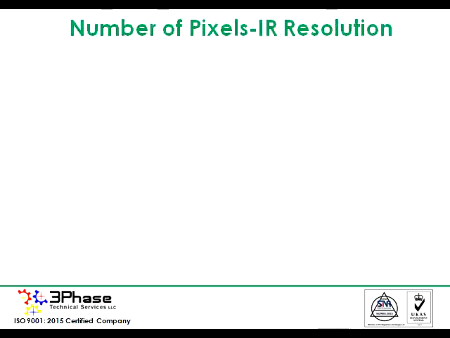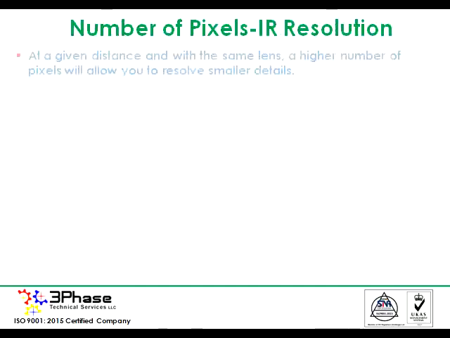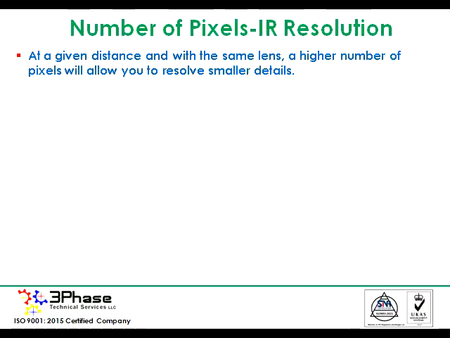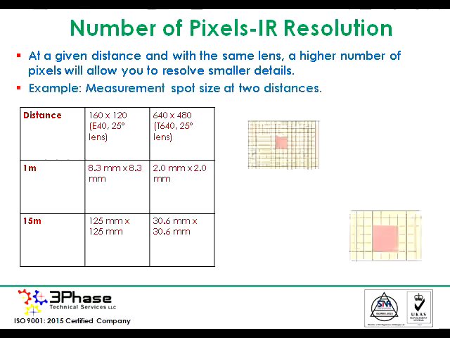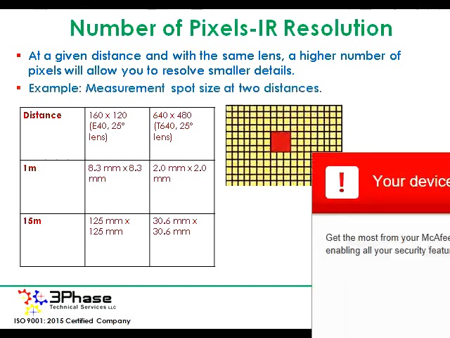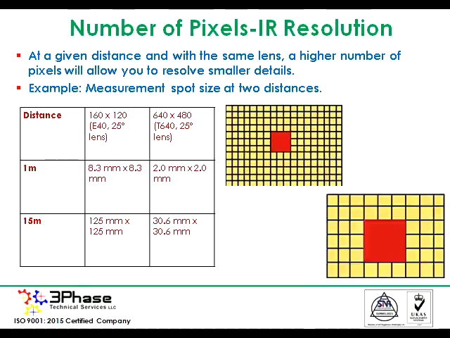Number of pixels, infrared resolution. At a given distance and with the same lens, a higher number of pixels will allow you to resolve smaller details. Example, measurement spot size at two distances. The adjoining table shows the measurement distance and the thermal camera resolution with the resultant picture quality.